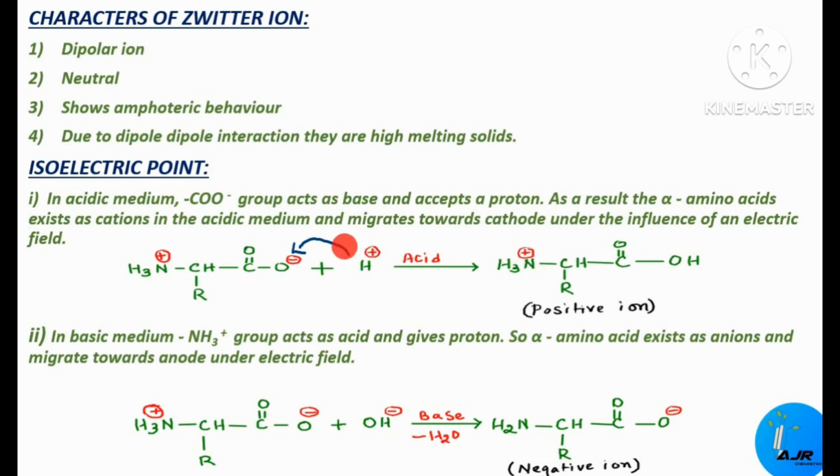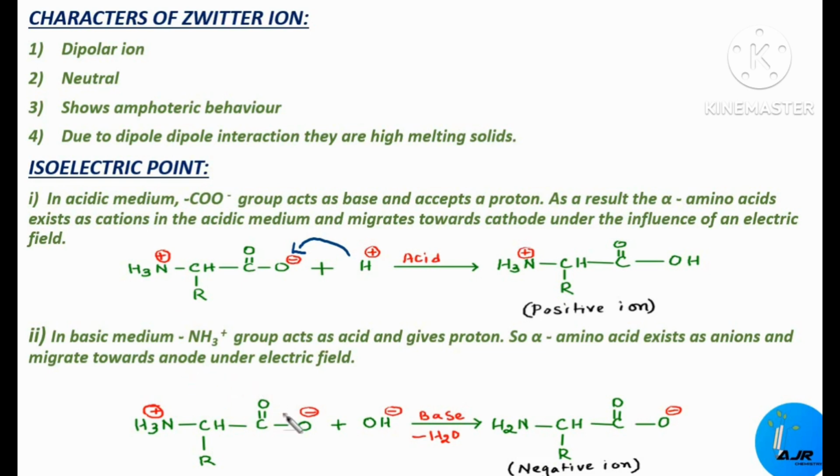Since it is accepting a proton, this Zwitter ion, which is a dipolar ion, now becomes a positive ion. Because it is neutralized, it becomes a positive ion. Under the influence of an electric field, this positive ion will be moving towards the cathode. As a result, the alpha amino acid exists as a cation in the acidic medium and migrates towards the cathode under the influence of an electric field. Can you understand?